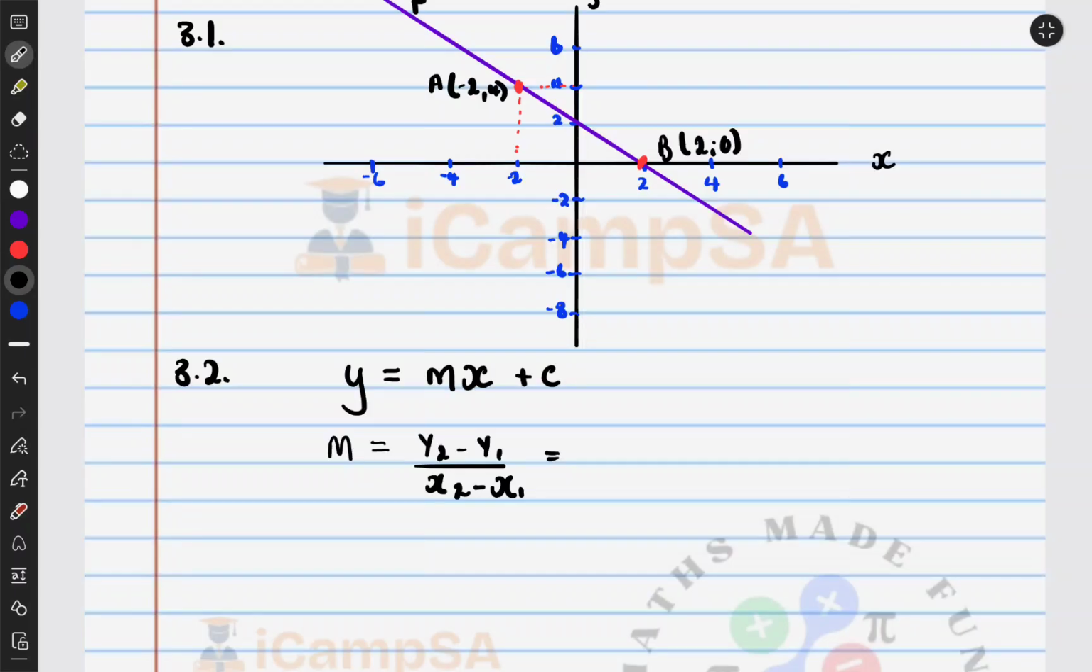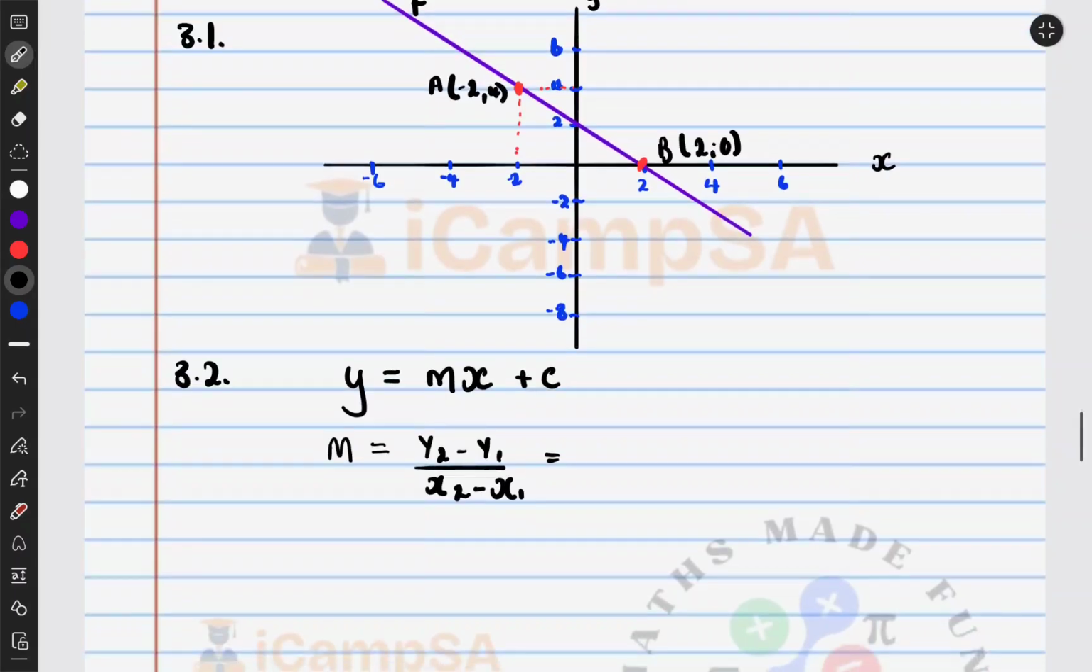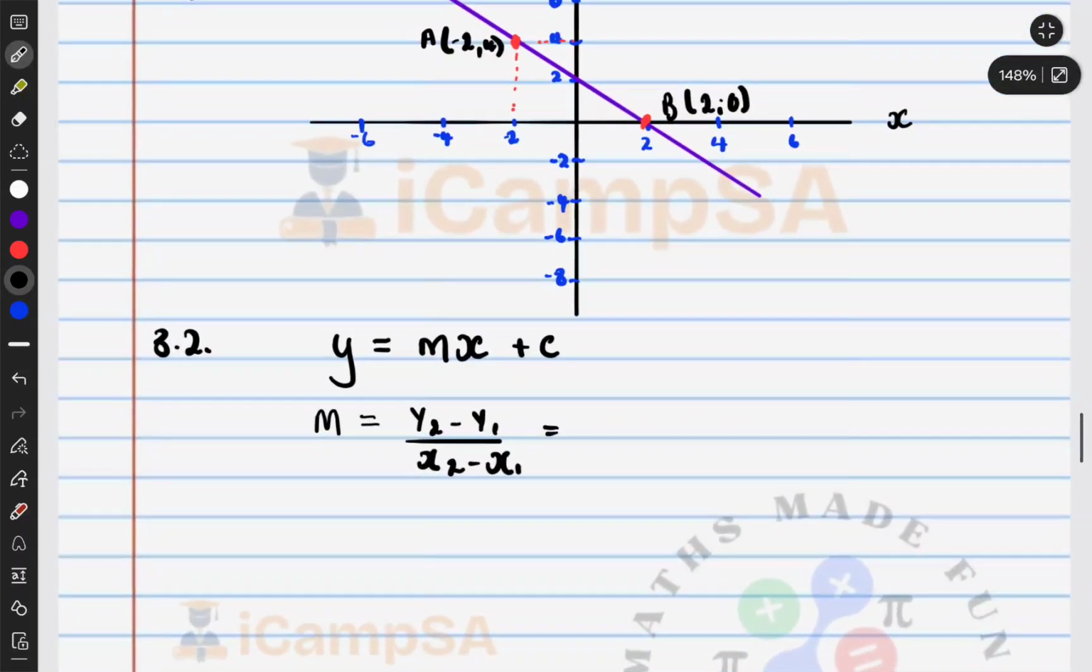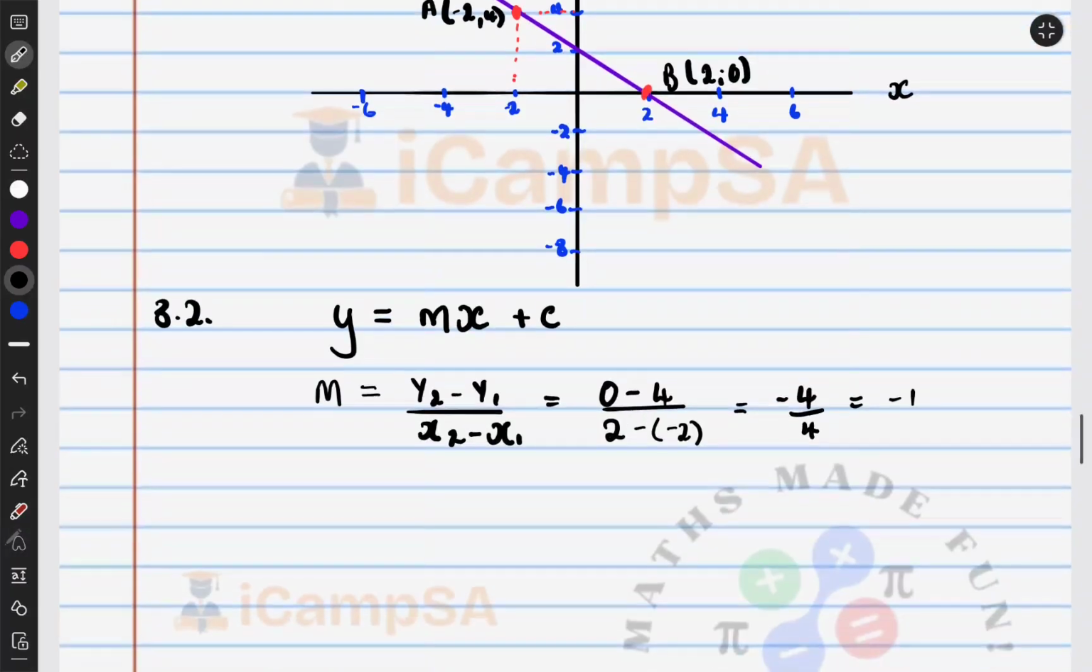Calculate the gradient. By the way that our line is going from the second quadrant to the fourth quadrant, we can see that the gradient is going to be negative. But let's quickly calculate it. Using y2, the y of b is 0 minus the y of a, which is 4, over the x value of b, which is 2, minus the x value of a, which is minus 2. Therefore our gradient is going to be -4 divided by 2 minus -2, which is 4. So it's -4 divided by 4, which is -1. That is our gradient.